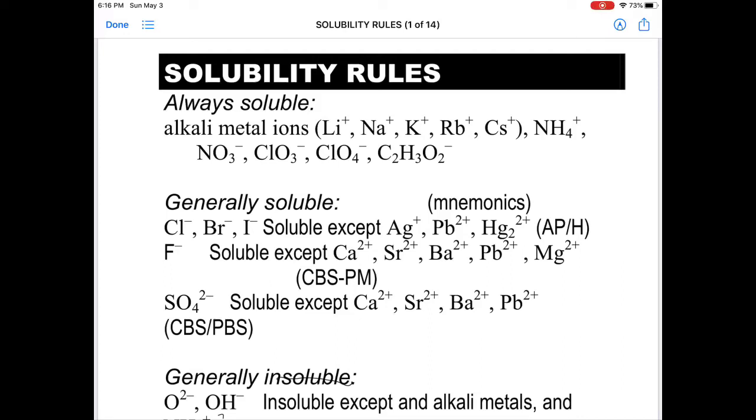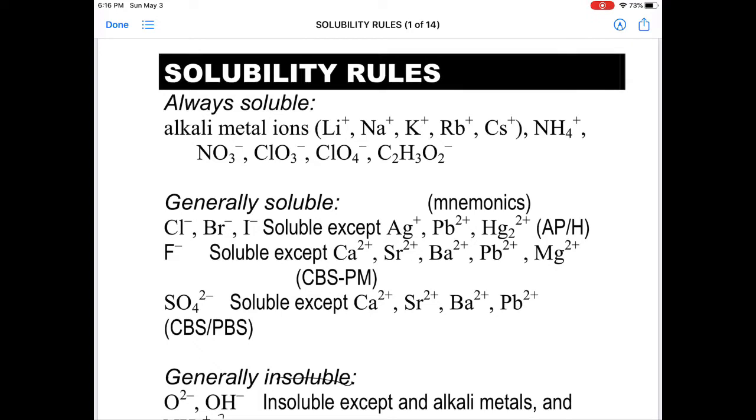The solubility rules are as follows. Things that are always soluble, and this is in an aqueous solution or a water solution. So any of the alkali metals, that's in the first column on the periodic table, and they're listed here: lithium, sodium, potassium, rubidium, cesium, ammonia, nitrate, chlorate, perchlorate, and acetate are always soluble.